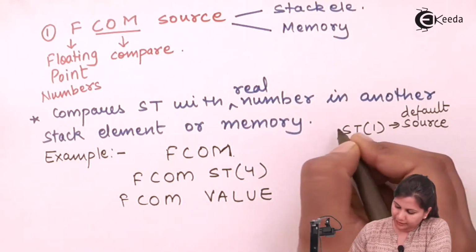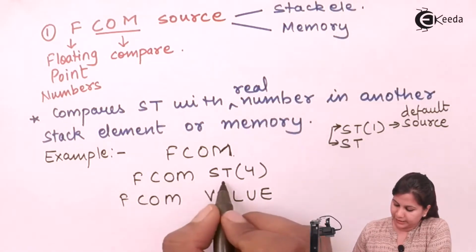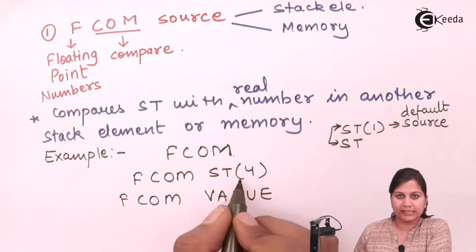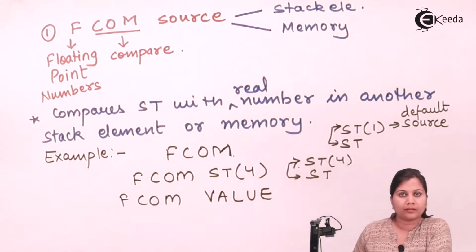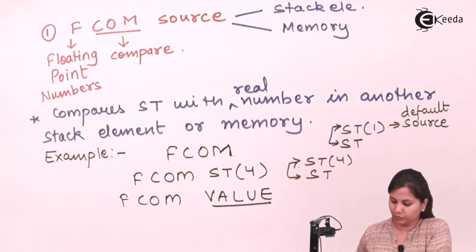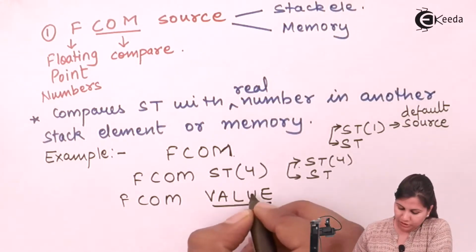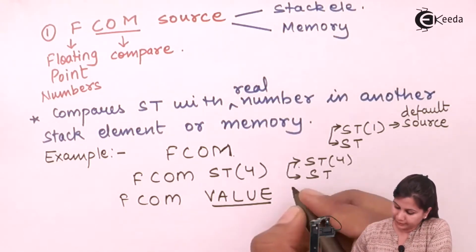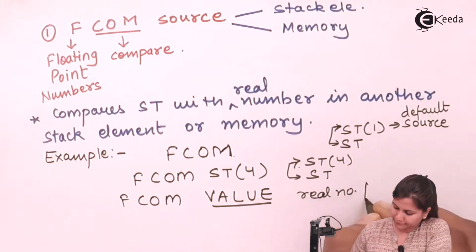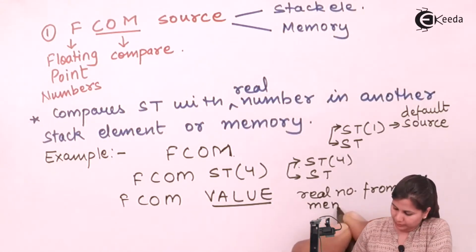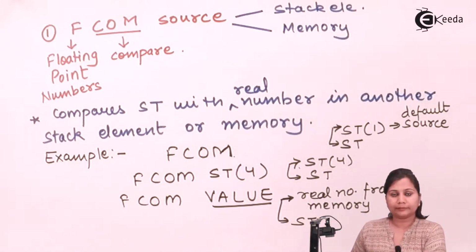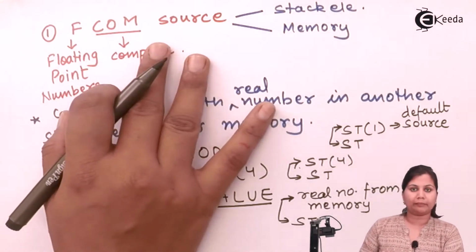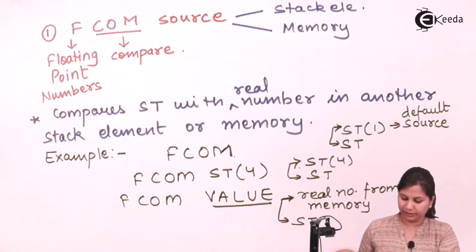ST1 and ST are compared. In the next instruction, FCOM ST4, the source is specified, so ST4 and ST are compared with each other. In the third instruction, value is any memory location, a label given to a memory location. So the real number from the memory location indicated by this value and the ST are both compared with each other. This is how the FCOM compare instruction is executed by 8087.